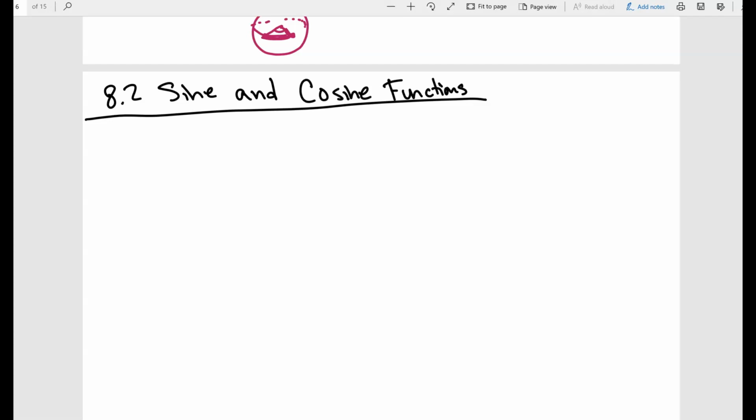This is going to be 8.2, sine and cosine functions. So here is where we're going to actually define a couple functions that relate to everything that we've been talking about with radians, degrees, right triangle trigonometry, and all that stuff. So I'm going to start off with the definition.